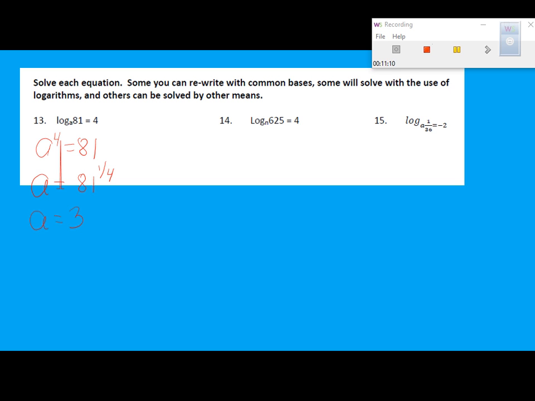Here's another one similar to it. Log base n of 625 is 4. I'm going to think of this as n to the 4th equals 625. I can't use logarithms to solve it because my unknown is not an exponent. So I'm going to raise both sides to the 1/4 power. And if you do that, you're going to get n to be 5.